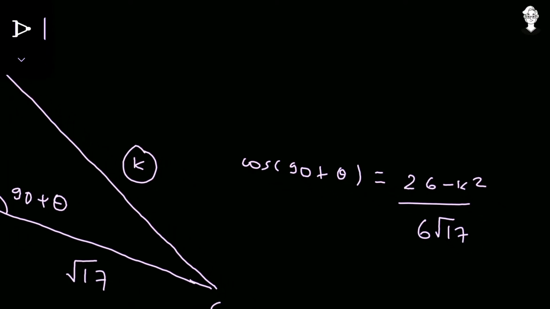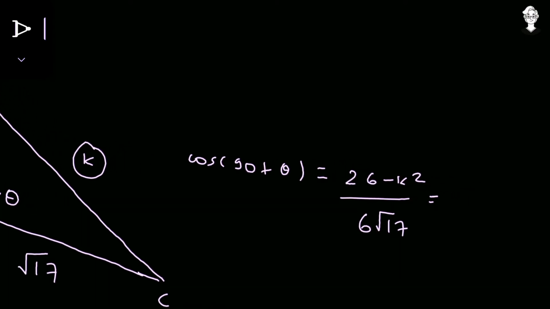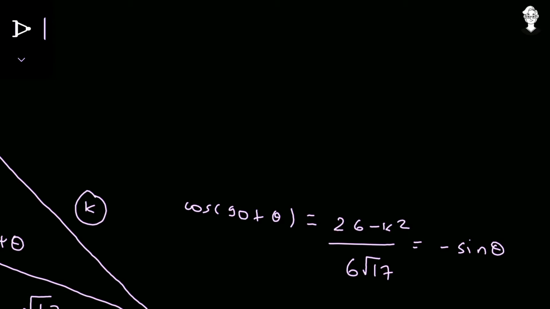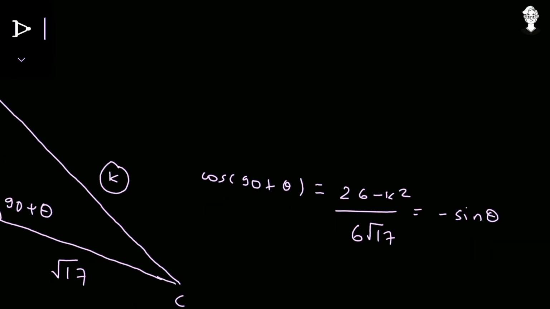Now look carefully, cos of 90 plus theta has a value that is negative sin theta because of the trigonometric rule. It's easy to prove that cos of 90 plus theta is negative sin theta. Recall the identity that cos of A plus B is cos A cos B minus sin A sin B, and just plug in the values of A as 90 and B as theta, and you will reach that cos of 90 plus theta is negative sin theta.